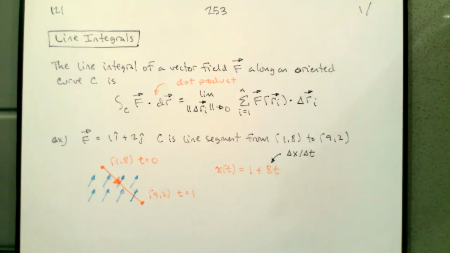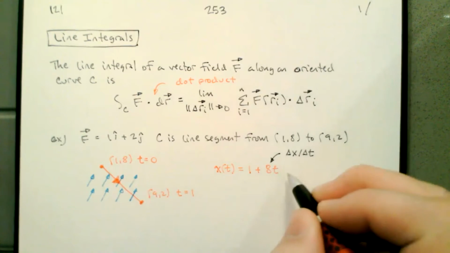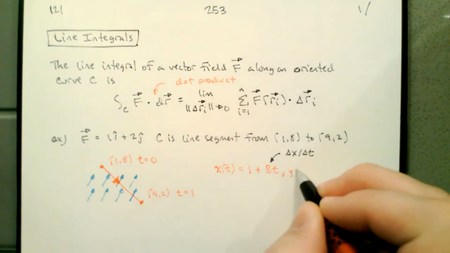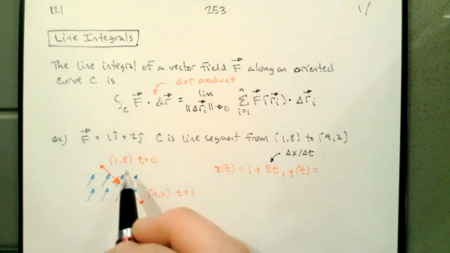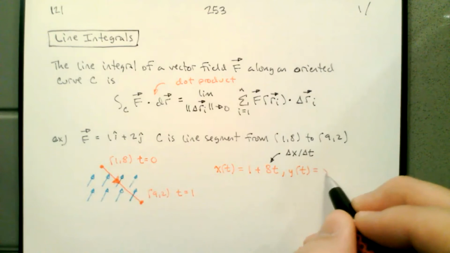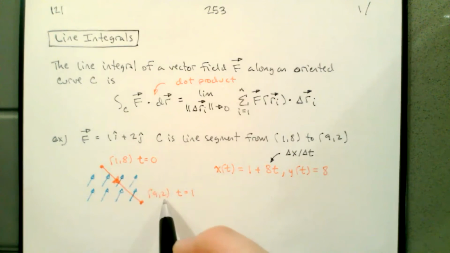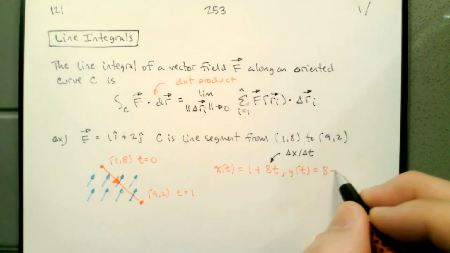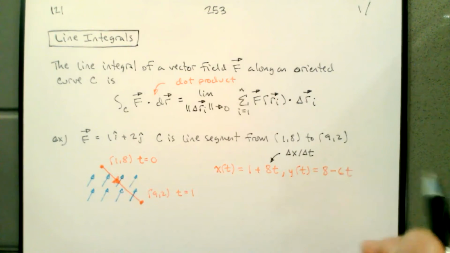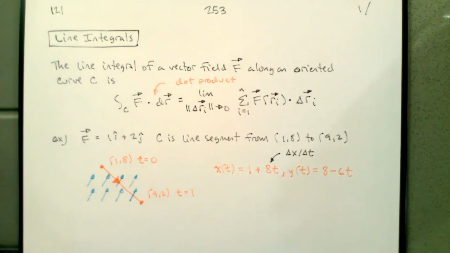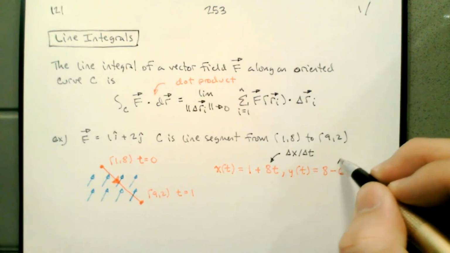So when we go to write y as a function of t, we can say y of t starts at 8 and decreases by 6 to 2 as t increases by 1. So this negative 6 is delta y over delta t.